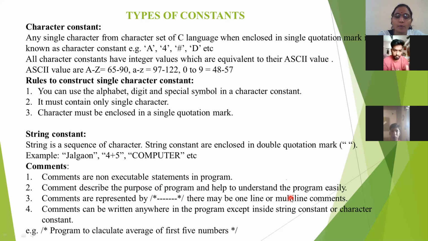Suppose, for example, I want to do the addition of two numbers. Then in a comment I just write: this is the program to add the two numbers. Comments are generally used for the user's understanding, because the user can easily understand the program's purpose. Comments are represented by this symbol: between slash-star and star-slash the comments will be written.